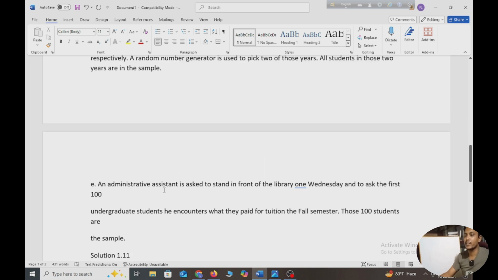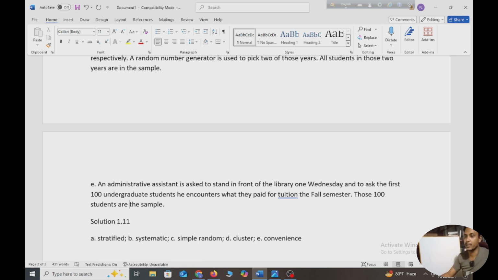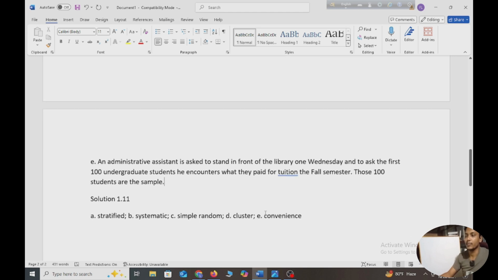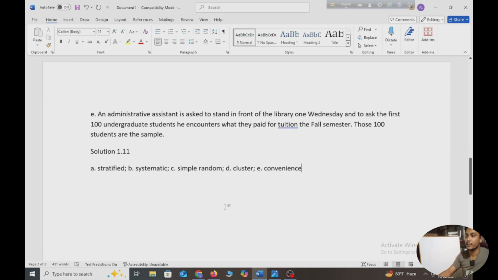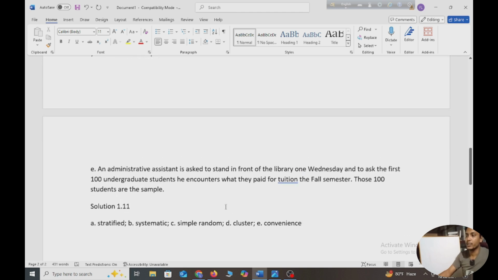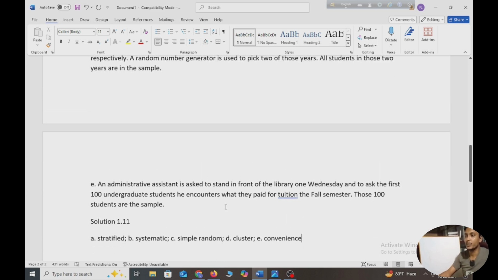An administrative assistant is asked to stand in front of the library one Wednesday and to ask the first 100 undergraduate students he encounters what they paid for tuition in the fall semester. Those 100 students are the sample. So this is convenience sampling, because this administrative assistant was just in front of a library. So this is not a good sampling technique, right? Try to think about these, guys.